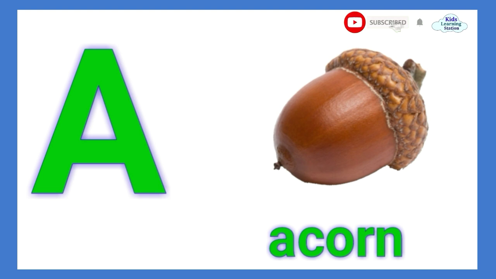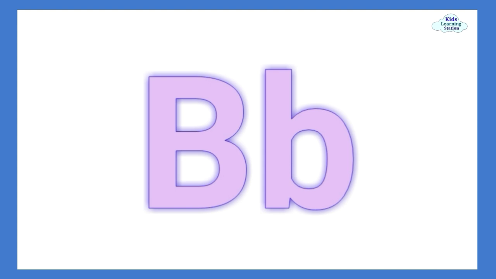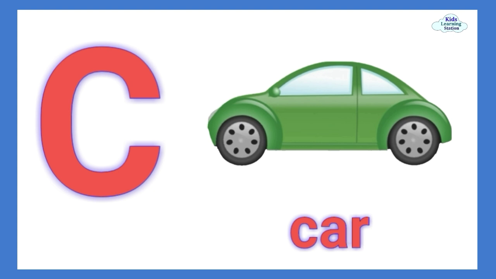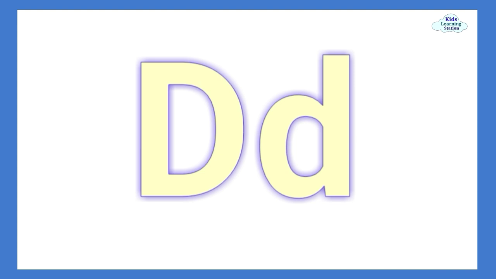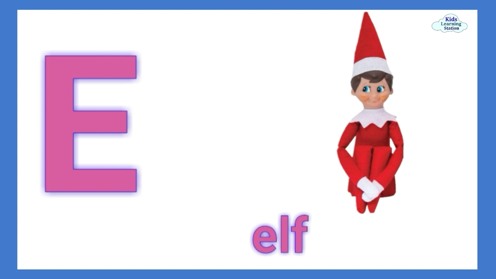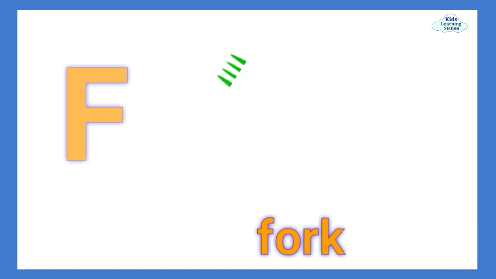A. A is for acorn. A is for arrow. B. B is for blocks. B is for ball. C. C is for core. C is for cup. D. D is for drum. D is for ducks. E. E is for elf. E is for envelope. F. F is for flower. F is for fork.